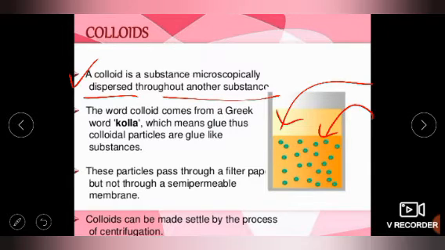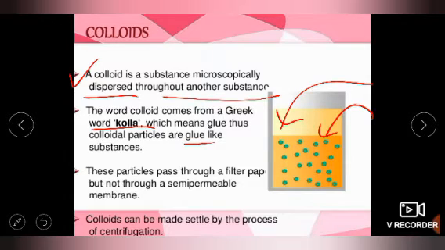The word colloid comes from the Greek word kola, which means glue. Thus, colloidal particles are glue-like substances. You can understand glue, gum. We have Febistick, Febicool. These are some glue-like substances which come from the Greek word kola, which means colloids now.